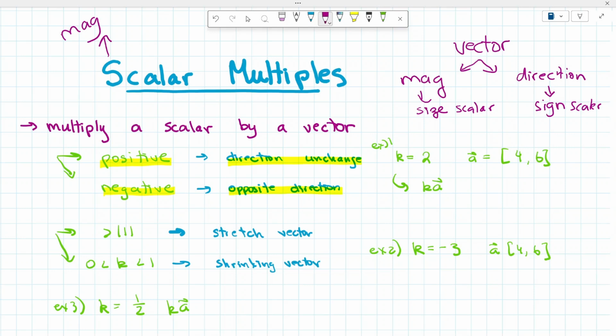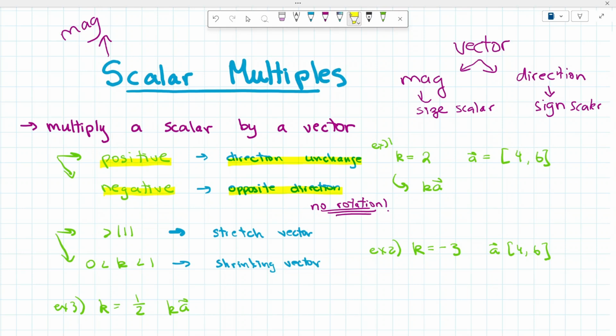Note that scalars cannot rotate vectors, so no rotation. They can't actually change the direction, they can only make it have the opposite direction. So I guess that is a change, but scalars aren't able to rotate vectors. They can only cause the vector to have an opposite direction, but no rotation. That's really important to note, okay?